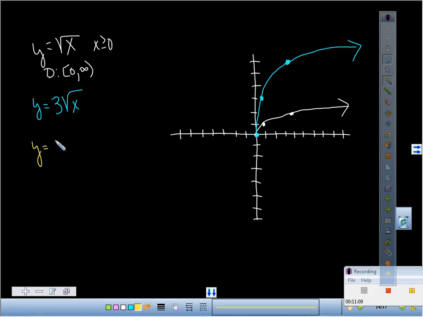Y is equal to... oh, let's go back to that blue one for just a second. What's the domain of that thing?